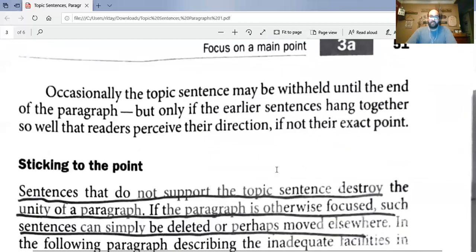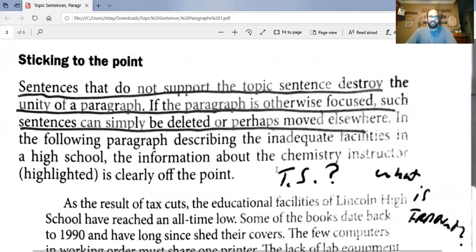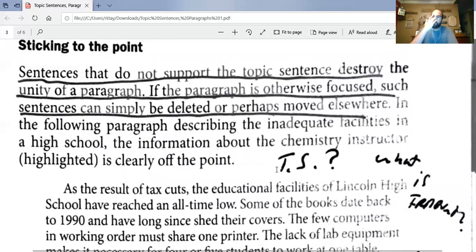And here is another good note to take: sentences that do not support the topic sentence destroy the unity of a paragraph. If the paragraph is otherwise focused, such sentences can simply be deleted or perhaps moved elsewhere.